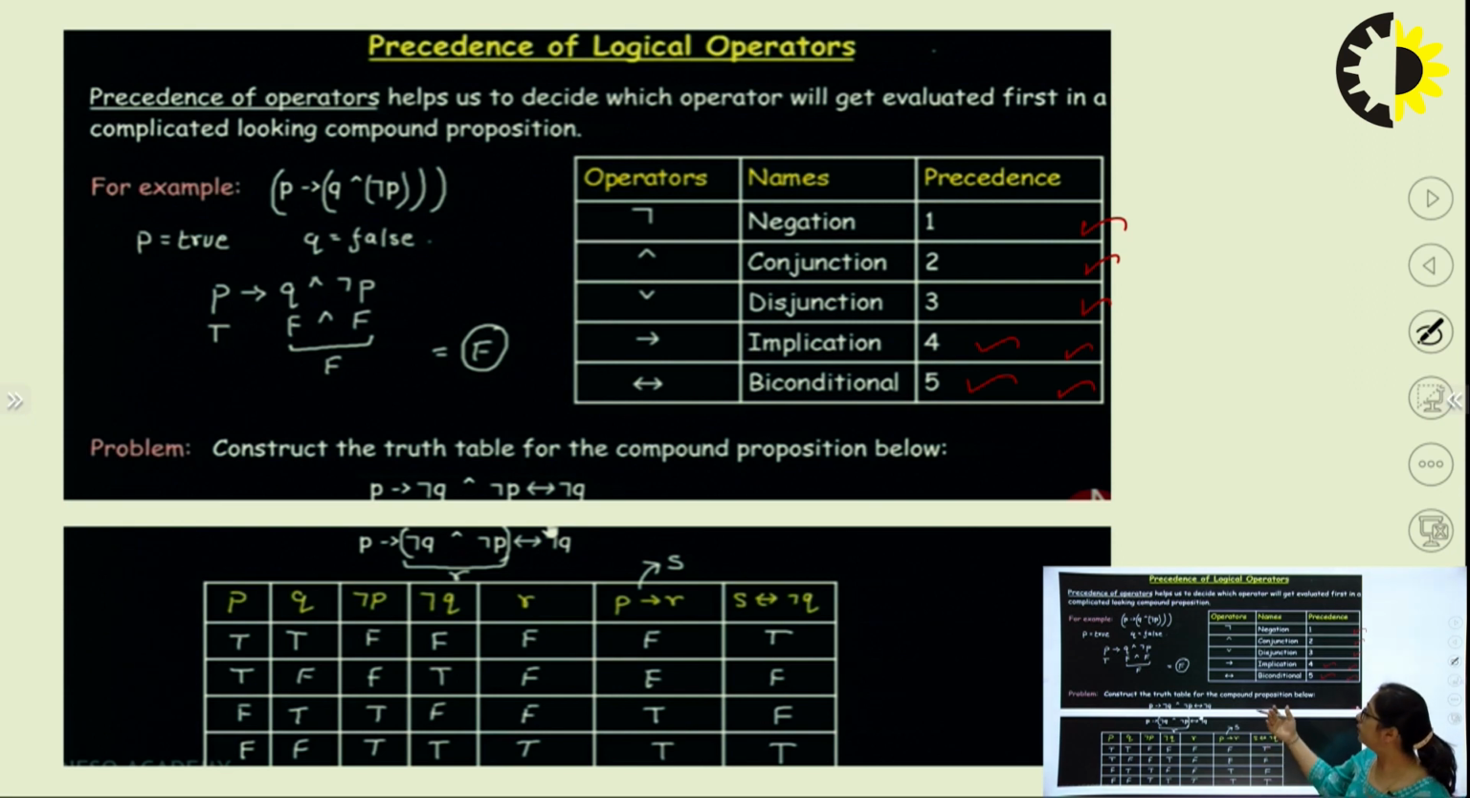For example, we have taken P implies Q conjunction negation of P. The first precedence is negation, so we have to solve this negative.